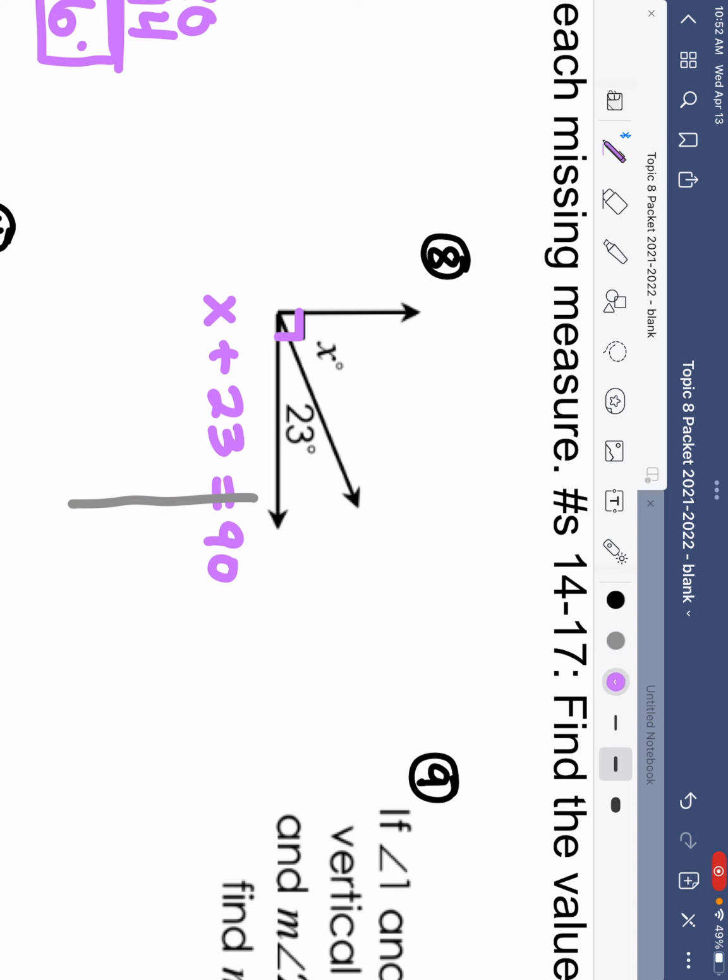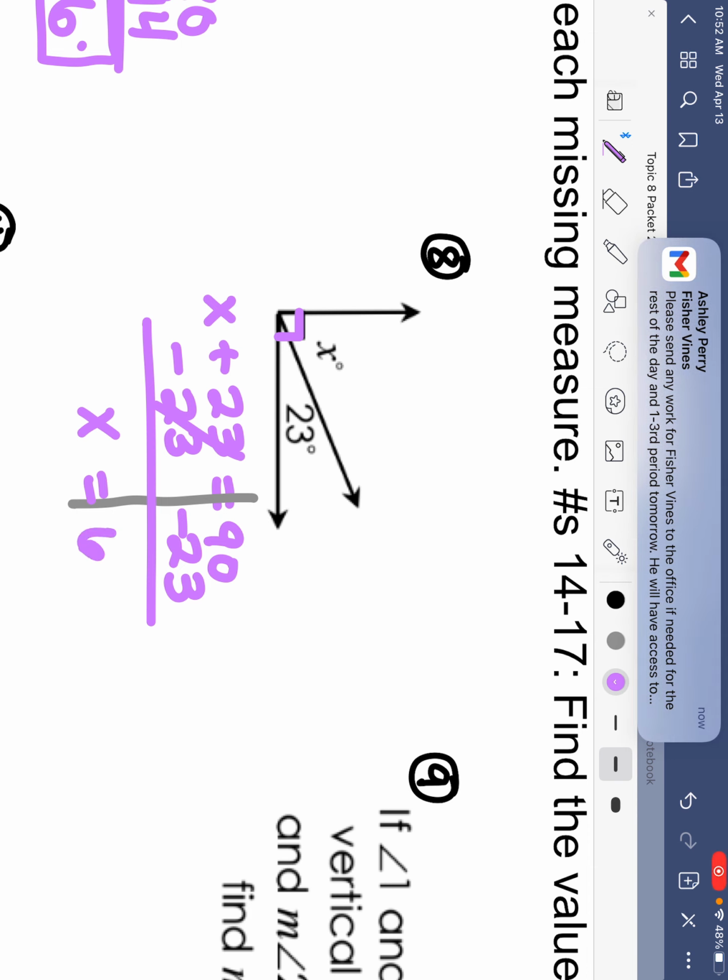To solve it, I need to get that x by itself. I'm going to subtract 23 on both sides. So my 23's cancel out. X is by itself. And 90 minus 23 is 67. So x equals 67 degrees.